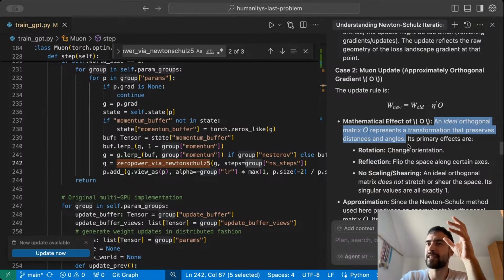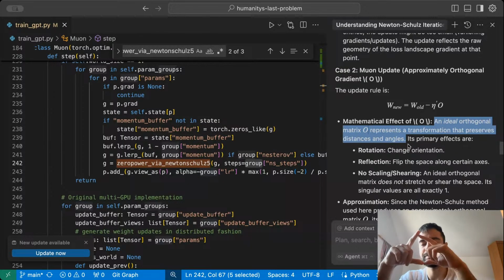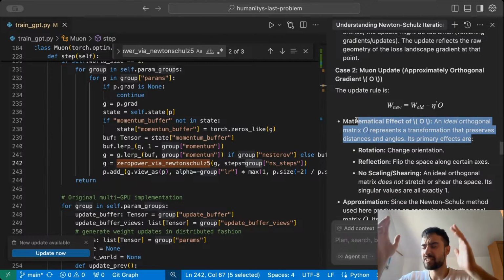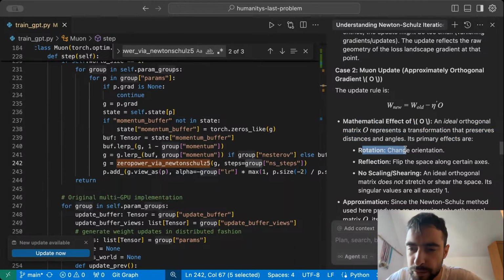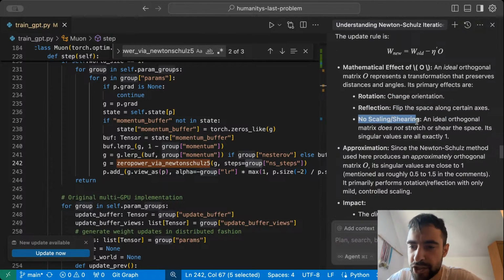So I guess we can look at optimizer updates as linear transformation. I'm still trying to imagine how, because the optimizer takes a matrix, multiplies weights. Whenever you multiply something with a matrix, you're doing a linear transformation of those vectors or matrices or dimensions or whatever. So I guess it's trying to keep angles for some reason. I don't know why. Rotation, change of orientation. Reflection, flip. No scaling, shearing.